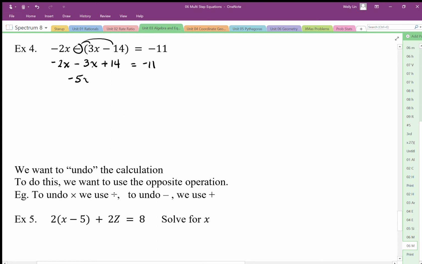Okay, so all those negatives is really important to keep track of. Plus 14 equals negative 11. I'm going to subtract 14, subtract 14. So with all these negatives, it's really important that you pay careful attention to your signs. Okay, so I end up with negative 25. Divide by negative 5, divide by negative 5. So I end up with x equals positive 5.